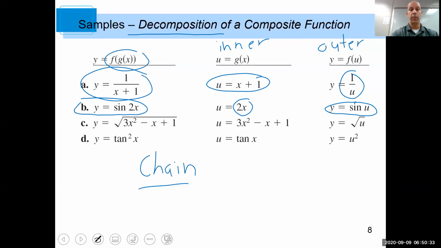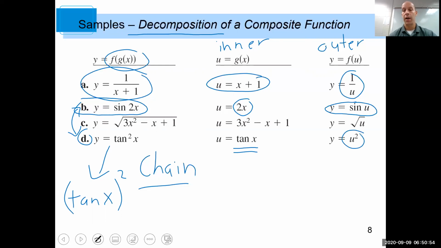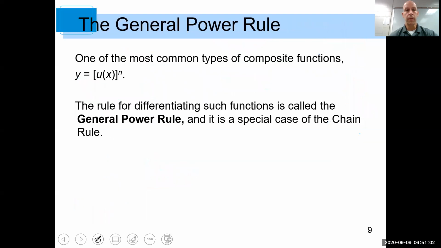And then, of course, we've got some more examples here. I would note that these two are pretty important to understand order of operations. Tangent to the 2 power x is the same thing as tangent squared. That's why the inner function is tangent and the u squared is the outer function. So this is actually a very important slide to help you set up your chain rule problems.